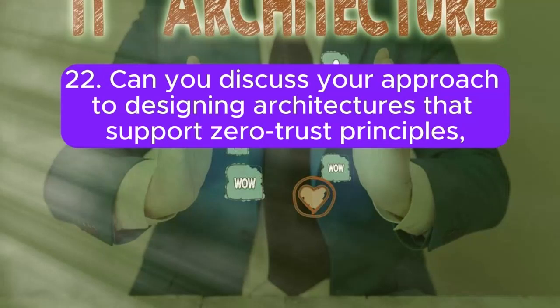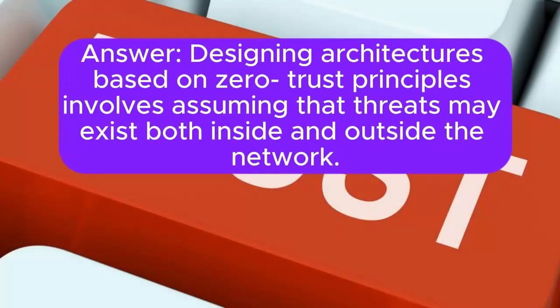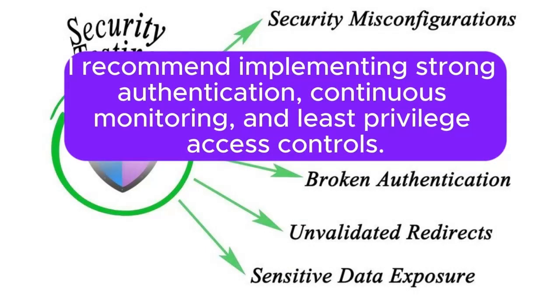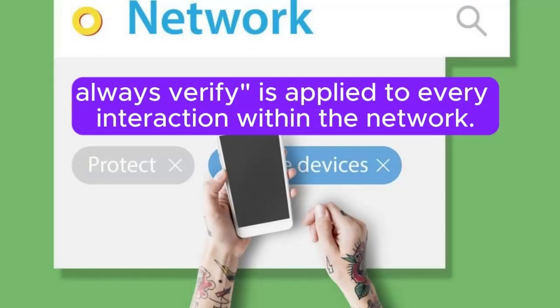22. Can you discuss your approach to designing architectures that support zero trust principles? And how do you ensure that trust is never assumed, even within the internal network? Answer: Designing architectures based on zero trust principles involves assuming that threats may exist both inside and outside the network. I recommend implementing strong authentication, continuous monitoring, and least privilege access controls. Microsegmentation is employed to limit lateral movement, and the principle of never trust, always verify is applied to every interaction within the network.